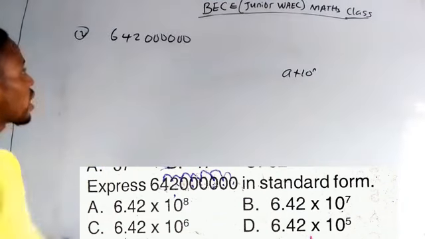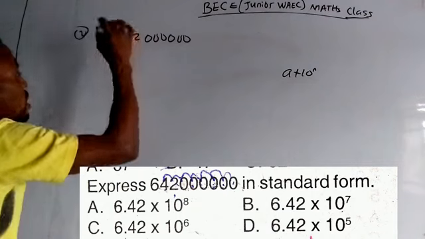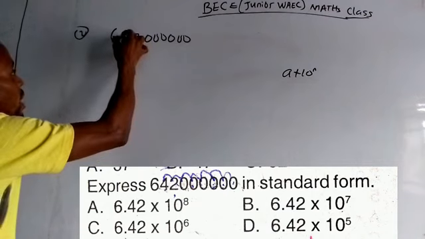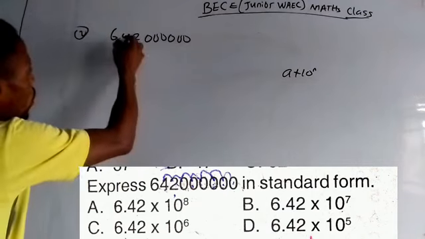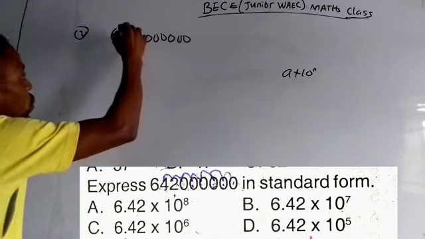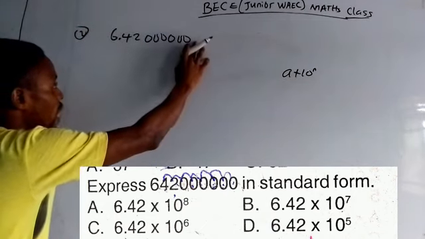So what you just have to do here, you indicate your point after the first digit. You always indicate your point after the first digit. Once you indicate your point after the first digit, you count until you get to the outside.